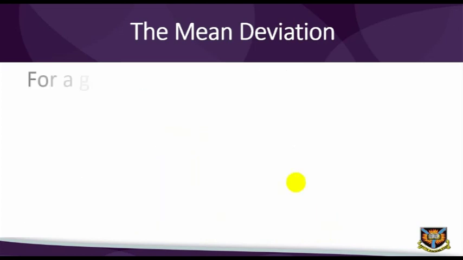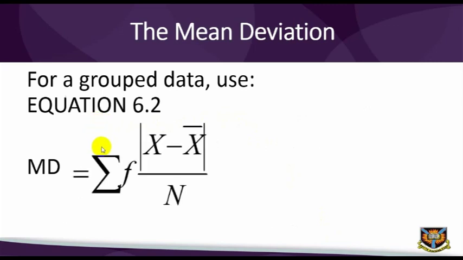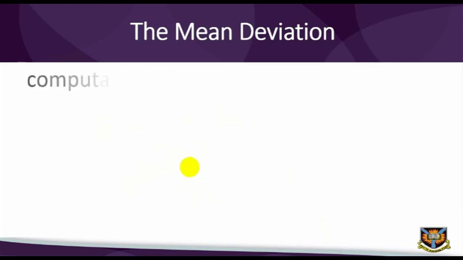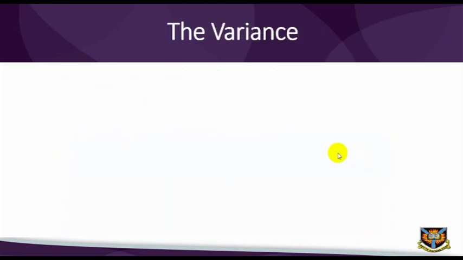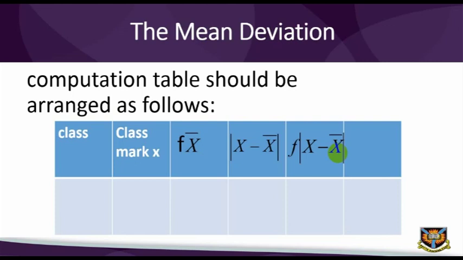For a group data, use mean deviation MD equal to summation f times absolute value of x minus x bar over n, and the computation table should be arranged as follows: class mark x, frequency f, x bar, absolute value of x minus x bar, and frequency times absolute value of x minus x bar. The symbols are as explained above in the ungrouped case.